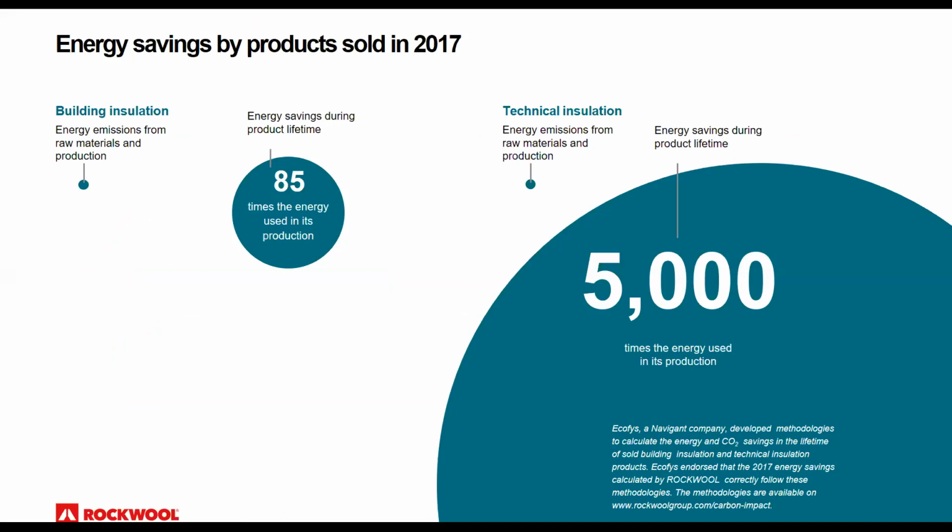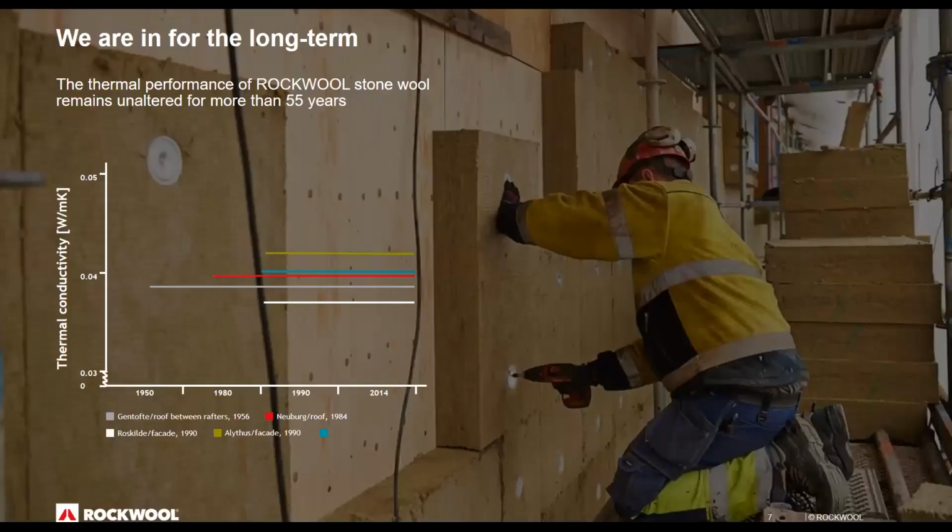And this is why we do it. We have an impact, of course, when we make our products, but the emissions and the energy used by our products is saved 85 times during use, installation of the products. The technical insulation for the process industry is even more impressive, how much energy that can save. A lot of industries still don't think of insulating their process equipment, but there are huge savings to be reached there. We're in it for the long term, and I think this is what I really like about our products.